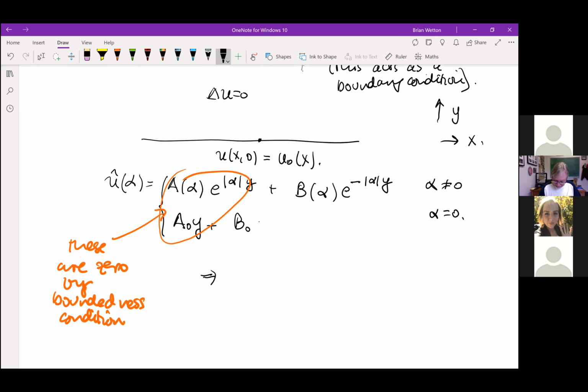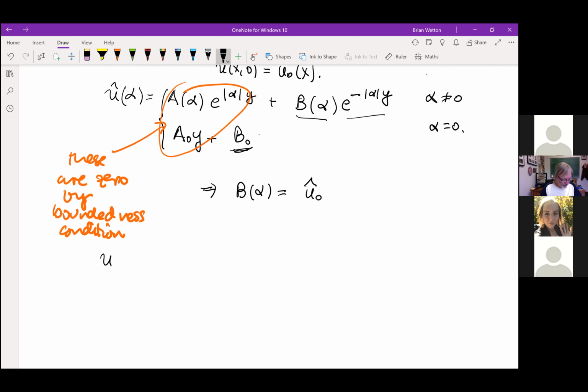So that means I just have to look at these coefficients at y equals 0, and I get that b of alpha has got to be, well, it's just the transform of the boundary value data, right? Because this has value 1 when y equals 0, and this does also. So now I've got my solution. U hat of alpha is u hat of the initial conditions times e to the minus alpha y. Okay, so well-posed.